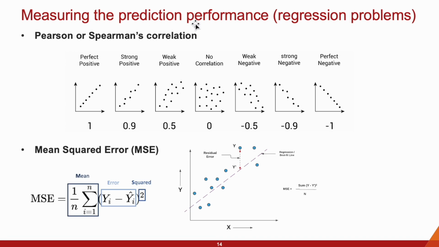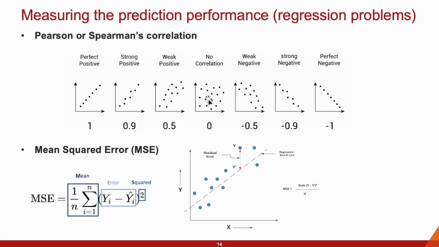There are two kinds of correlation metrics. One is the Pearson correlation coefficient and the other is the Spearman correlation coefficient. Pearson correlation coefficient measures the linear relationship between the predicted values and the actual values, and it ranges between +1 and -1, where +1 means a perfect positive linear relationship, -1 indicates a perfect negative linear relationship, and 0 indicates no linear relationship.